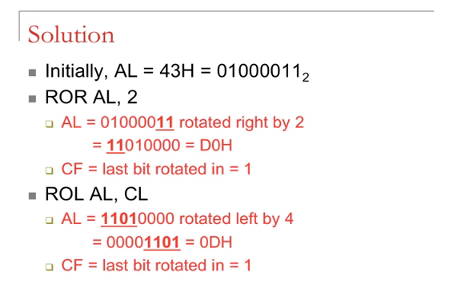All right, let's look at the solution. Initially, AL has 43 in hexadecimal. You can write down the value in binary. That's going to be 0, 1, 0, 0, 0, 0, 1, 1. First instruction, ROR AL, 2.